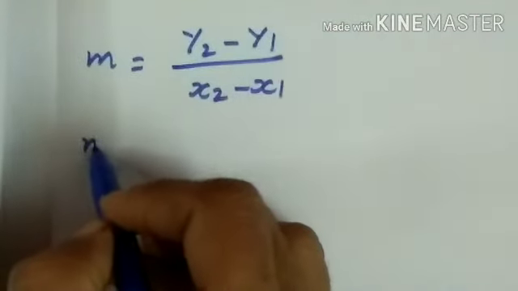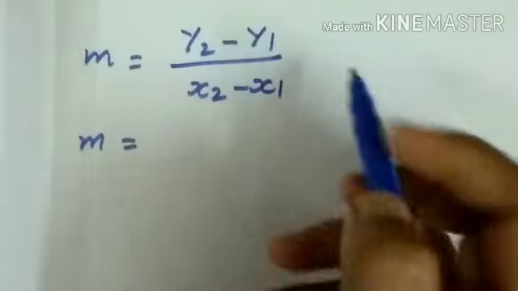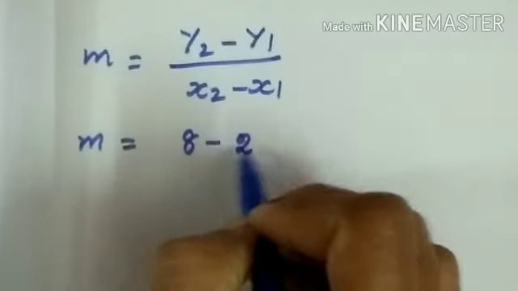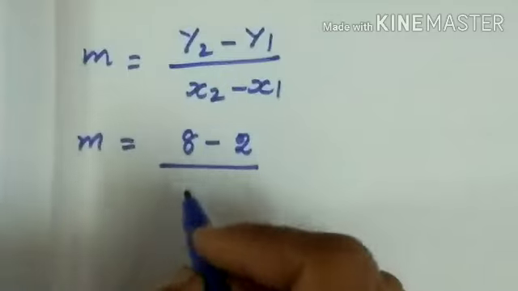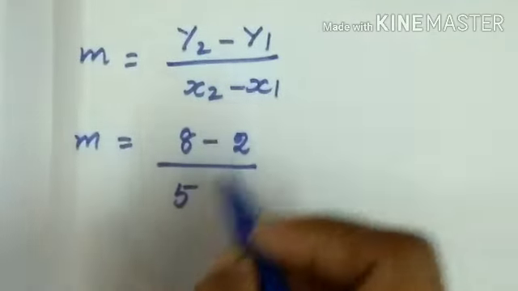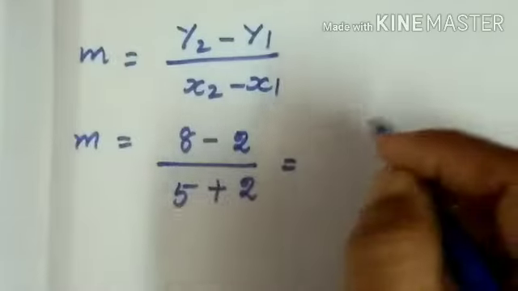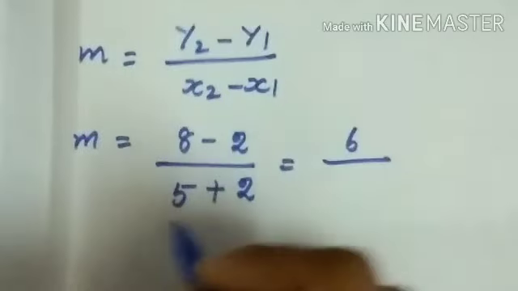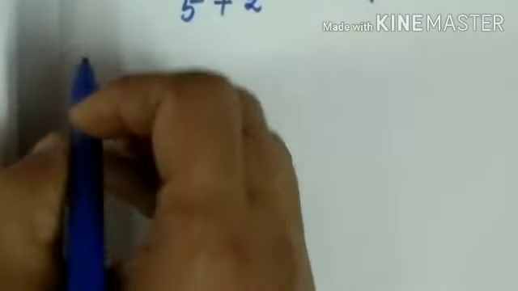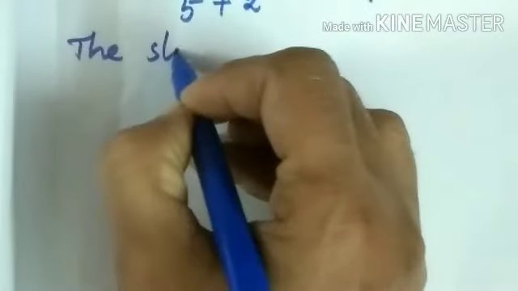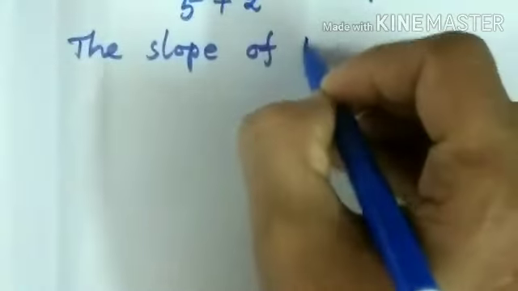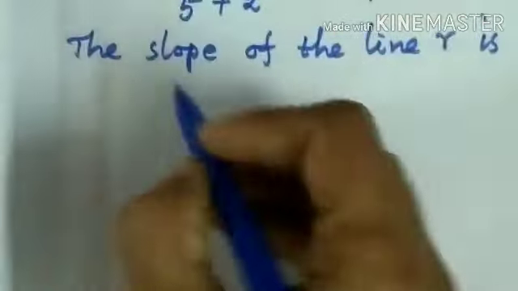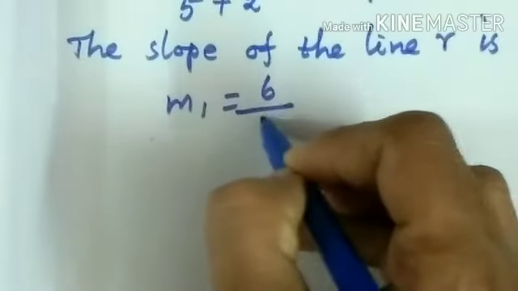Now you have to apply the given points in this formula. We get (8 minus 2) by (x2 minus x1), that is 5 minus of minus 2, that is plus 2. That is equal to 8 minus 2. Simplify, we get 8 minus 2, 6, by 7. That is the slope of the line. The slope of the line R, m1, is equal to 6 by 7.